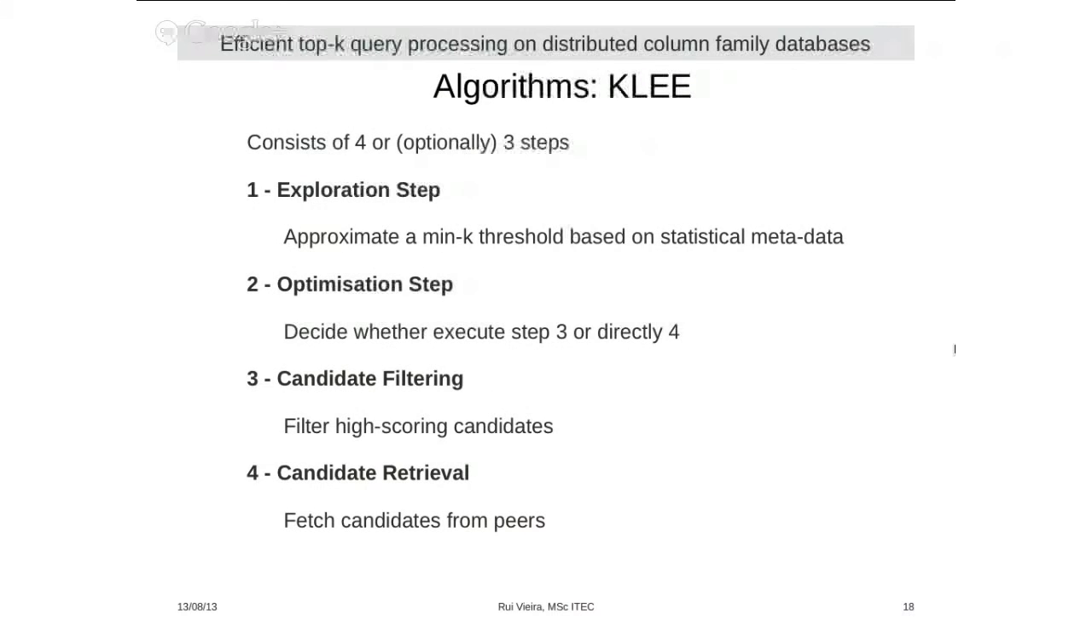KLEE has four or optionally three steps. It has an exploration step, so it asks for the statistical metadata and the top K objects. It has an optimization step in which it decides whether to execute step 3 or go straight to step 4. In step 3, if it executes, it filters the high-scoring candidates, and in step 4, it retrieves the candidates from the peers.